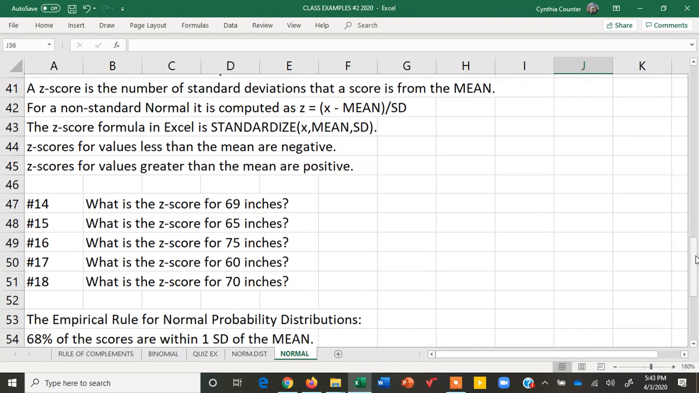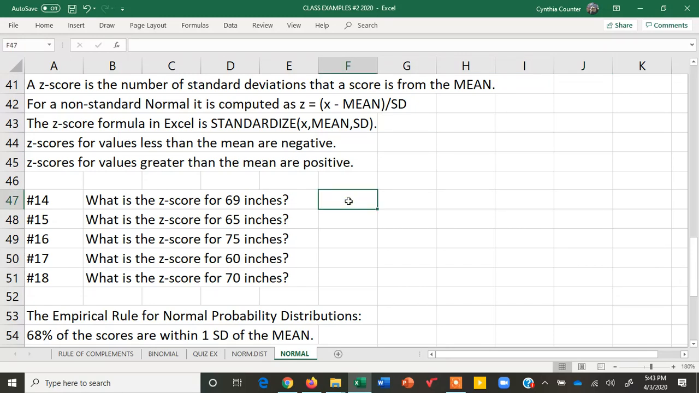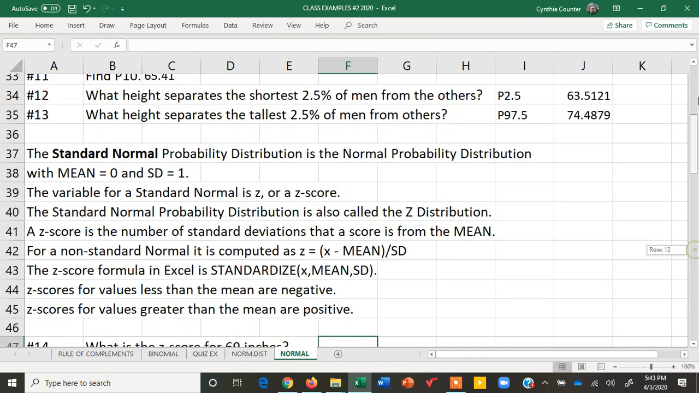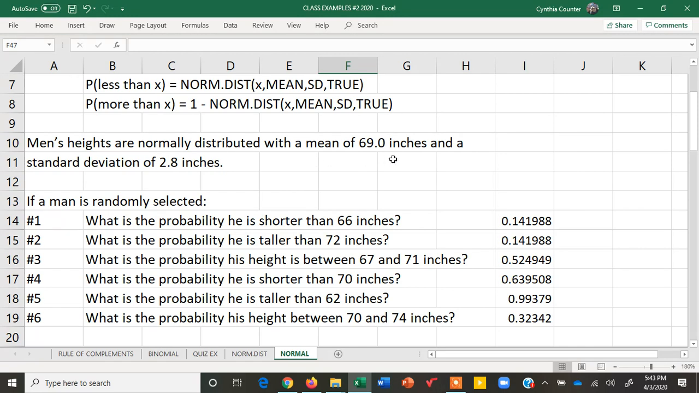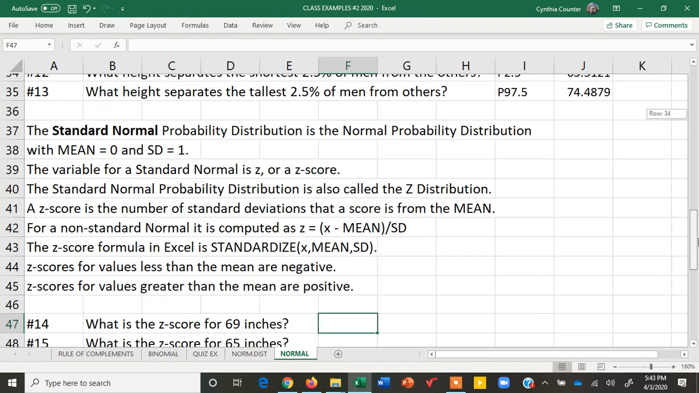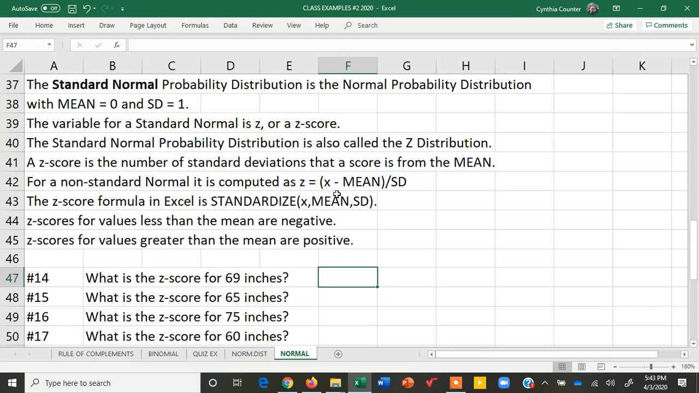So let's see how that works. Let's find the z-score for 69 inches. This here is for the distribution of men's heights with a mean of 69 inches and a standard deviation of 2.8 inches. Now, since the mean is 69, this is right in the middle. So notice if you put in the score, 69 minus the mean of 69 gives you 0. Because the mean of the standard normal is 0, the mean of a non-standard normal will then have a z-score of 0. We'll find that when we put it into the formula STANDARDIZE and we tell it the score is 69 and the mean is 69, standard deviation is 2.8, and there we go, we have a z-score of 0.